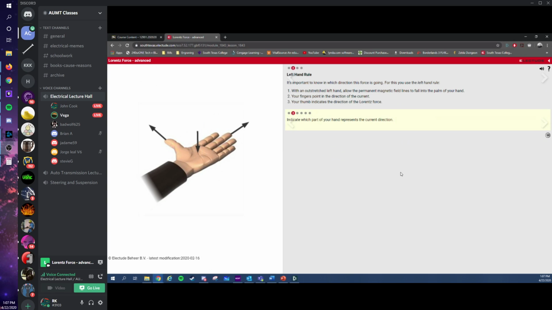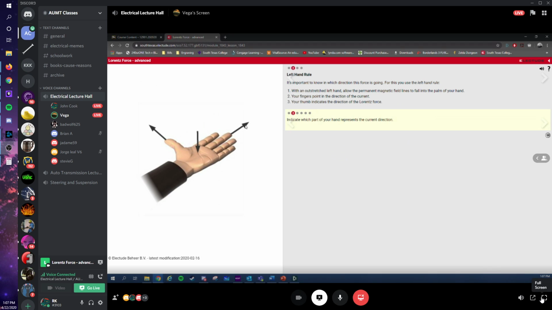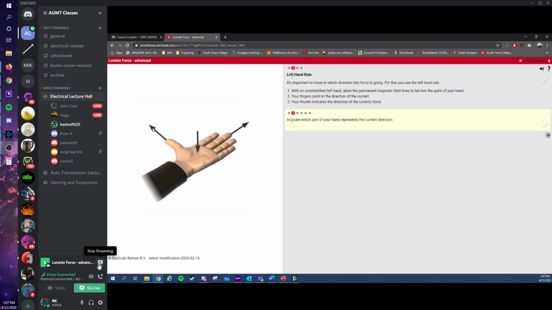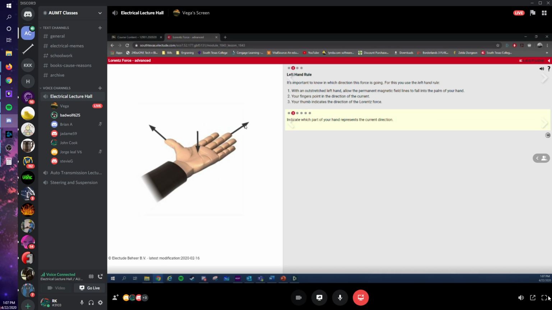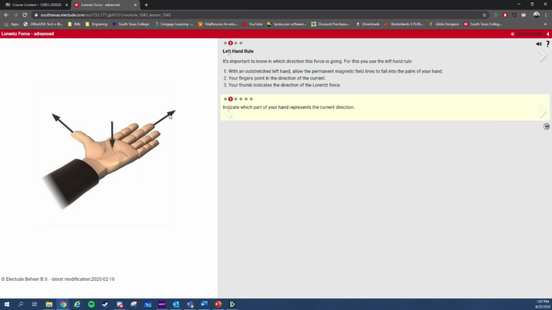Indicate which part of your hand represents the current direction. So it'd be the fingers. Well, it would be the middle finger though, because Lorentz force is the thumb. Oh, okay, so this would be the current direction. Yeah, your fingers indicate the current direction.